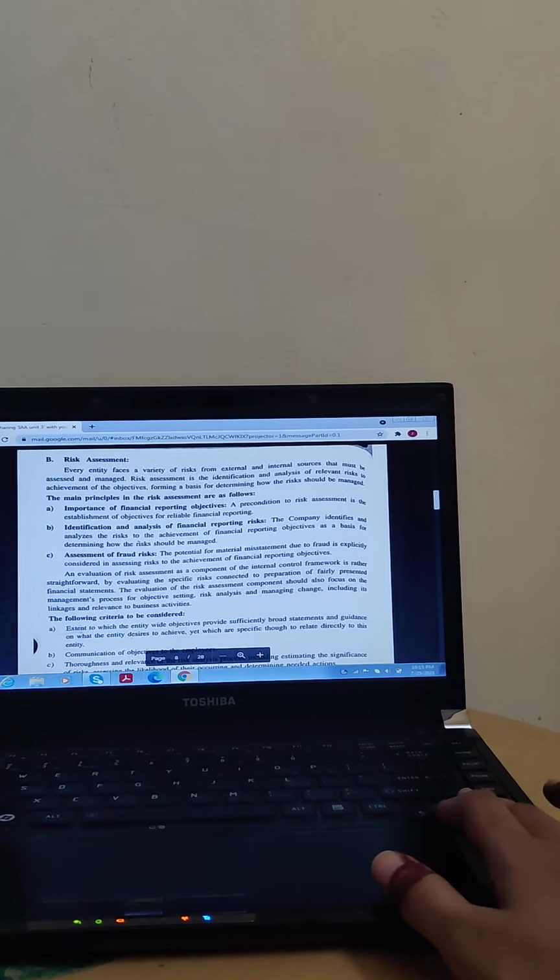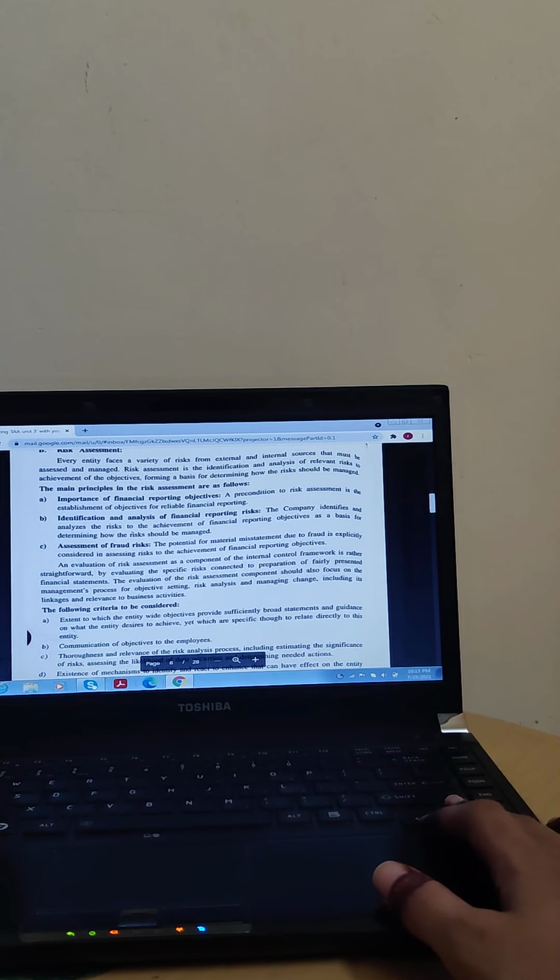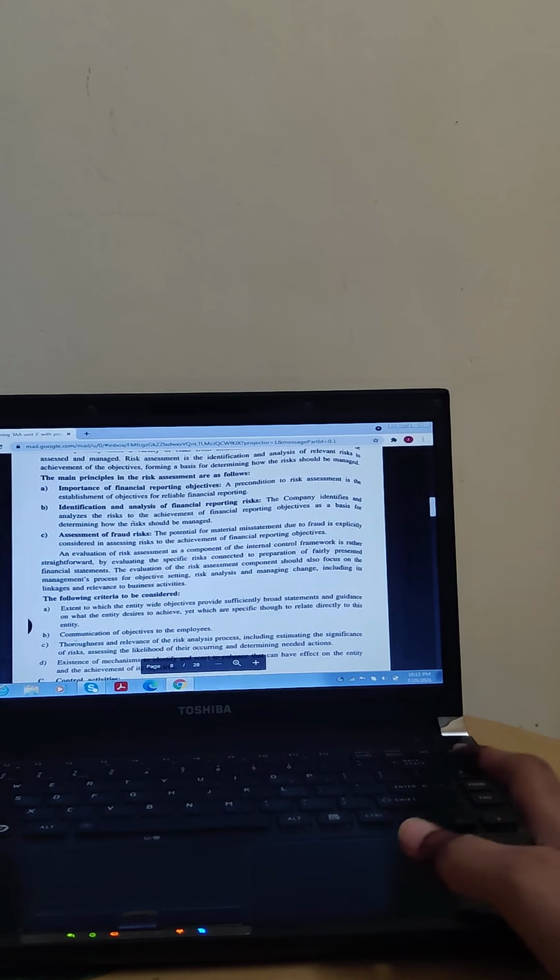Now, there are three main principles in terms of risk assessment. First one is your importance of financial reporting objectives.